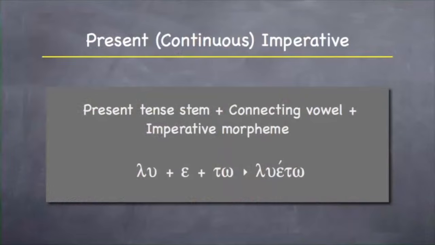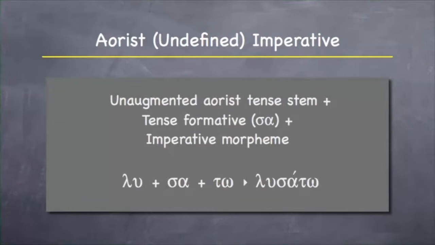Let's look at how you actually form the imperatives. The present, or as I prefer to call it, the continuous imperative, is formed very simply. You have a present tense stem, a connecting vowel, and then an imperative morpheme. Yes, there's one last set of morphemes you're going to have to learn, but there's not many to them, so it's not a big deal. So lueto means "let him loose," and the -to is a third person singular imperative morpheme being used there. You switch over to the aorist, or as I prefer to call it, the undefined imperative, and this is technically a first aorist, I should say.